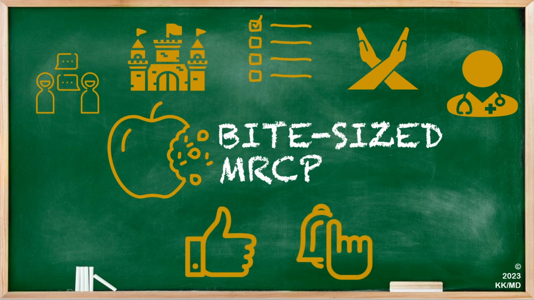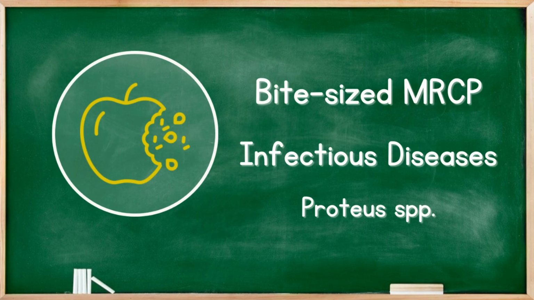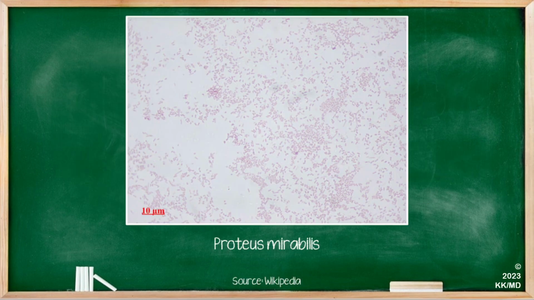Now, without further ado, let's get into today's topic, which is on Proteus species under the section of infectious diseases. So this is the slide showing a picture of Proteus mirabilis. As we said earlier, it is not common for the MRCP exam to ask you about histology or microbiology slides, but it is good practice to know these because they are still within their rights to ask you these slides, especially as part of the written exam in part 2.